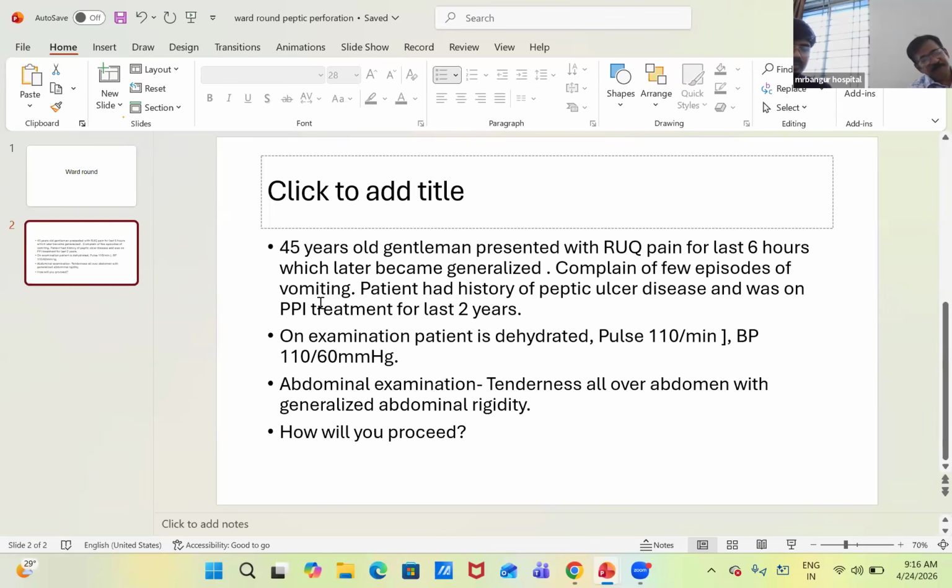Now another situation. On the 3rd post-op day, 300 ml of bile-stained fluid has come to the drain. What might have gone wrong? It should be a leakage from the side. That means the perforation you have repaired has leaked. So if the perforation you have repaired has leaked, what should you do in that situation?